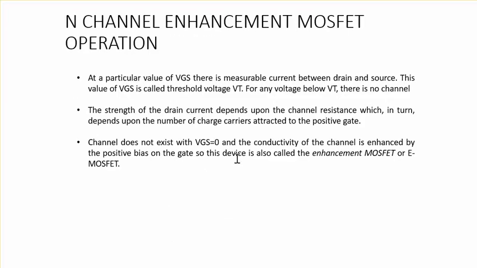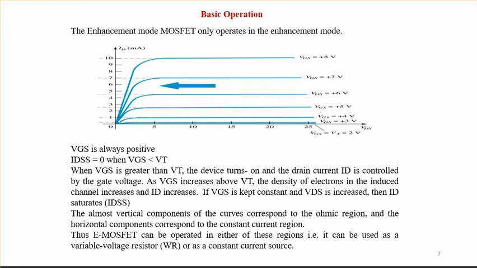So this is the operation which is explained, and at a particular value of VGS, there will be a measurable drain current between the drain and the source. The strength of the drain current is going to depend upon the channel resistance, and it also depends upon the number of charge carriers that are attracted to the positive gate. So the applied gate voltage and the current value which is built is shown here.